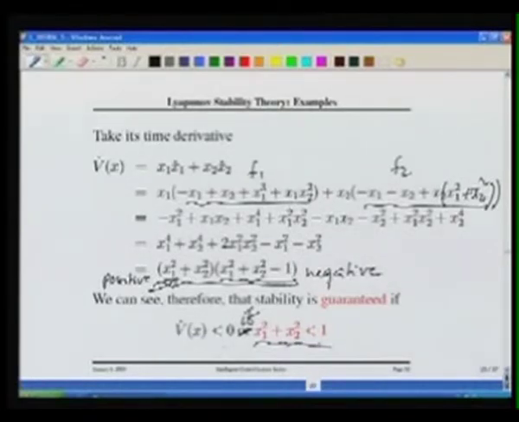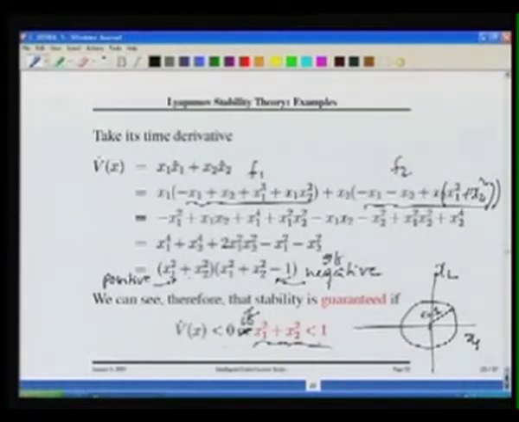So, obviously, this gives me the region of attraction, because this is my x 1, this is my x 2, this is my origin. So, obviously, this is a circle of radius 1, this r equal to 1. So, if my initial states are anywhere inside this region, this is always positive, and if this can be made negative, then the system V dot x is negative definite.